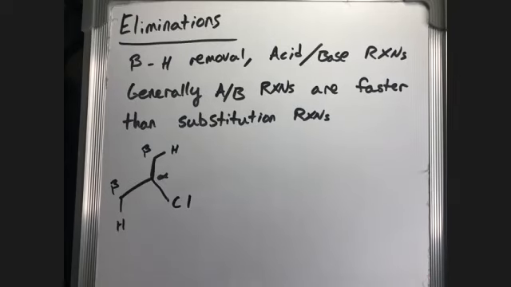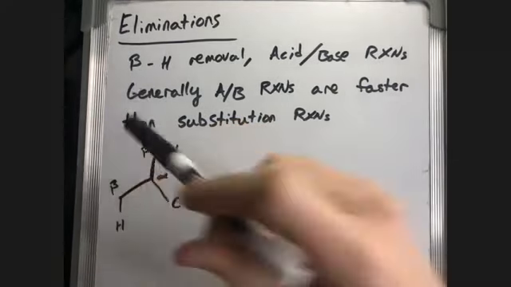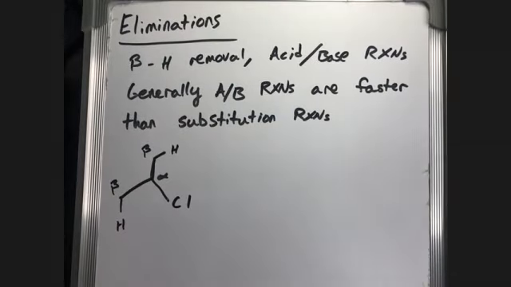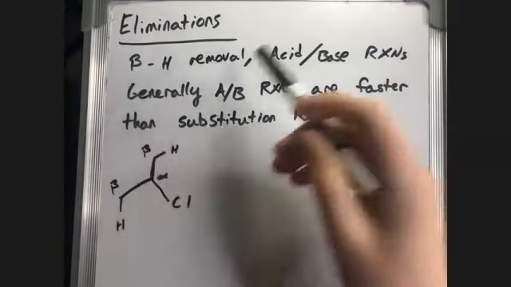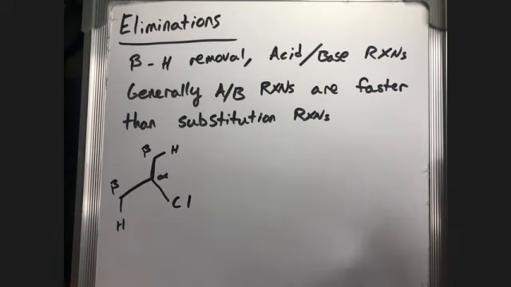All right, so generally speaking, we'll just start with eliminations and some of the key differences between eliminations and substitutions. Eliminations are looking for a beta hydrogen to remove with a base. So that's what I say here, beta hydrogen removal. And this implies that it's an acid-base reaction, which is true. Eliminations involve a base removing an acidic proton, and then removing some leaving group.